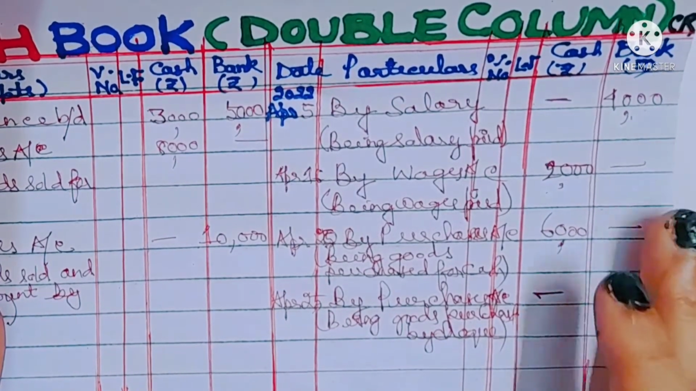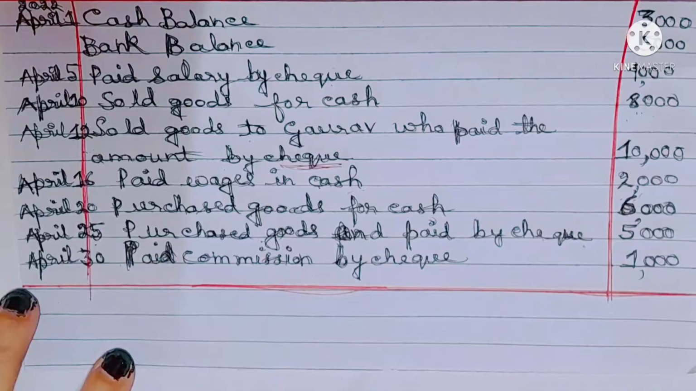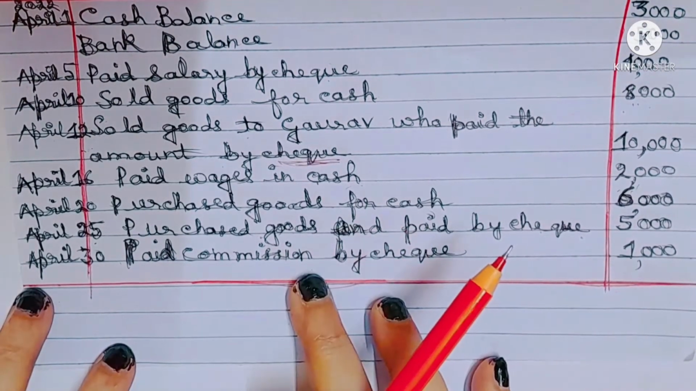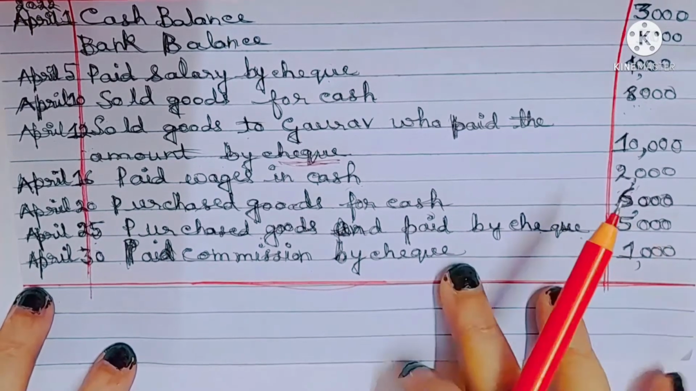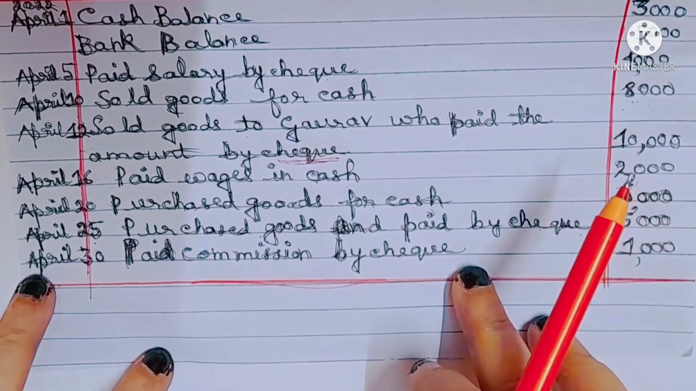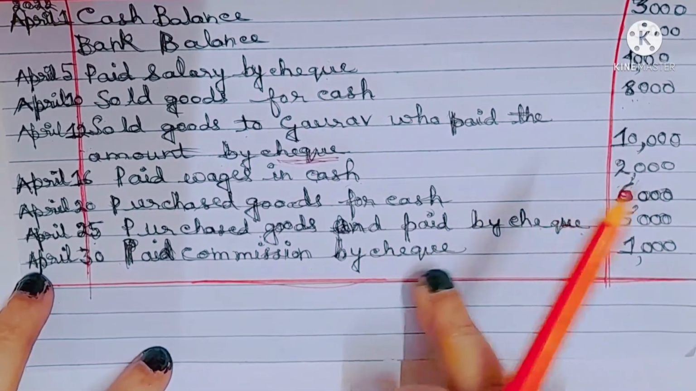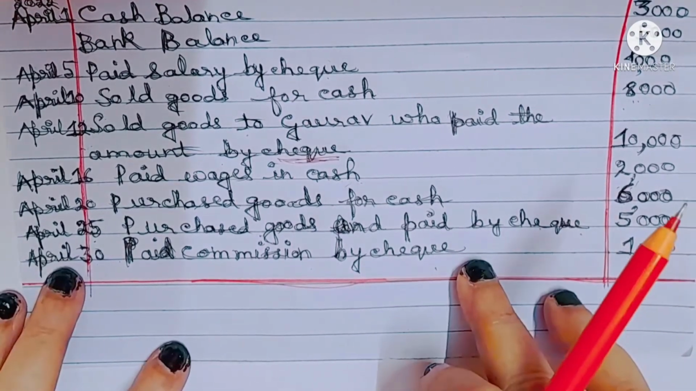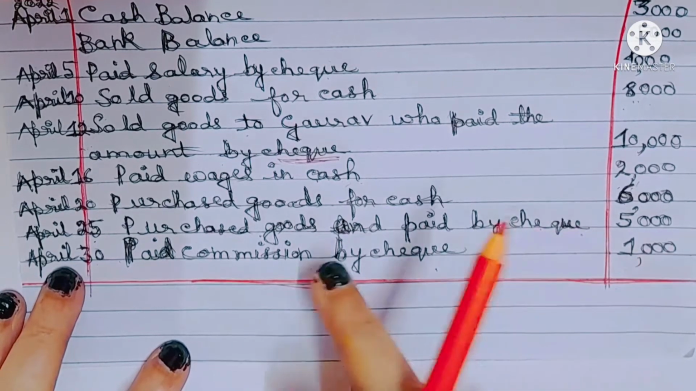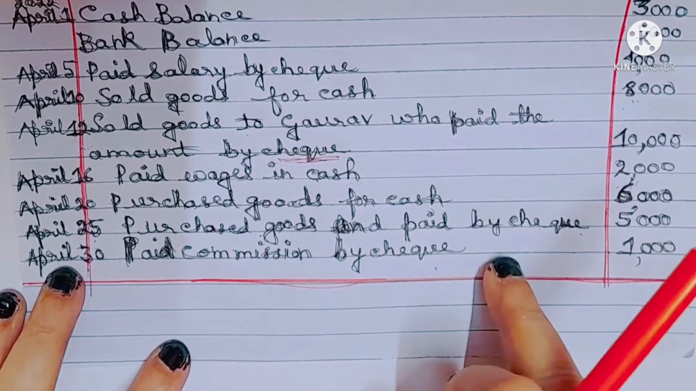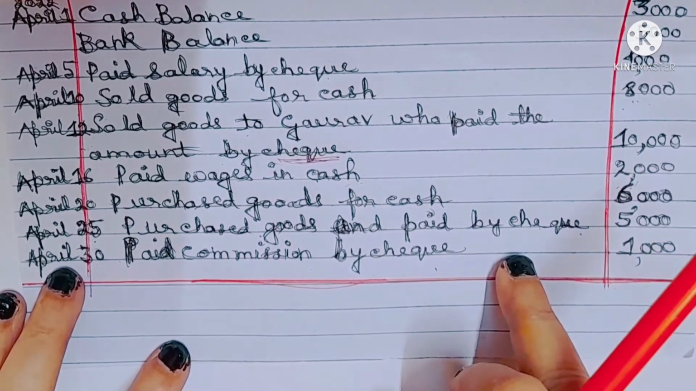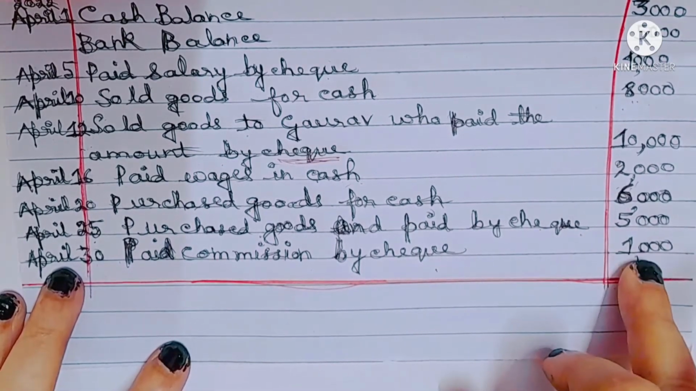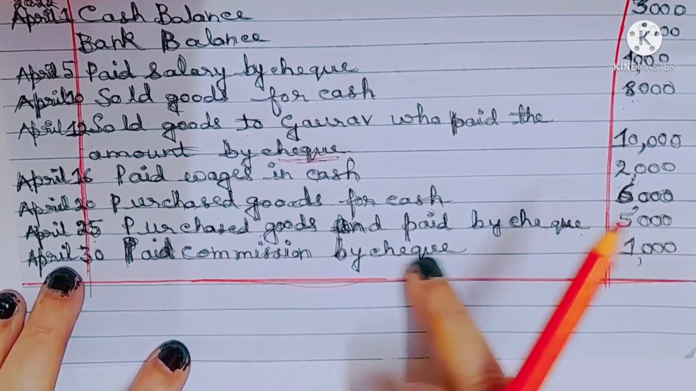Okay, so let's see the last transaction. The last transaction is on 30th April, paid commission by check. So what will be the journal entry? The journal entry will be commission account debit to bank account. Check means bank. So what is the position of bank account? Since bank account is on the credit side, commission will also be on the credit side. So we'll have to write by commission account in the cash book on the credit side in the bank column 1000. Why in the bank column? Because commission has been paid by check.